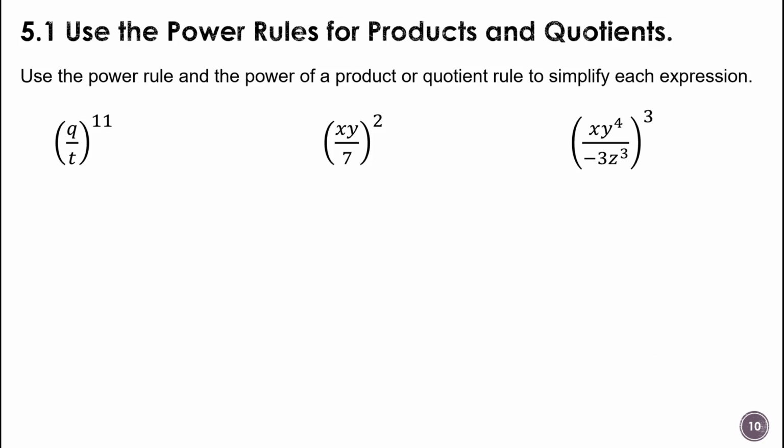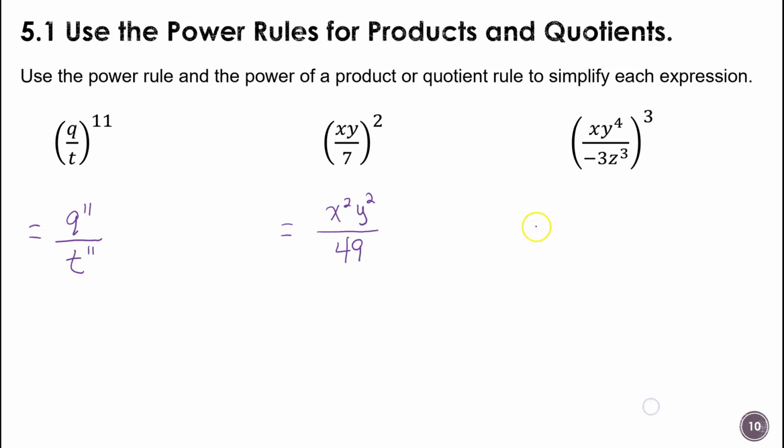All right, now let's look at this quotient rule, the power of a quotient, right? So on the first one, we have q to the 1st and t to the 1st, so that's going to be q to the 11th. Remember, it applies to both the numerator and the denominator, and t to the 11th. On the next one, we're going to have x squared, y squared, because both those exponents are 1. And then 7 squared is 49.